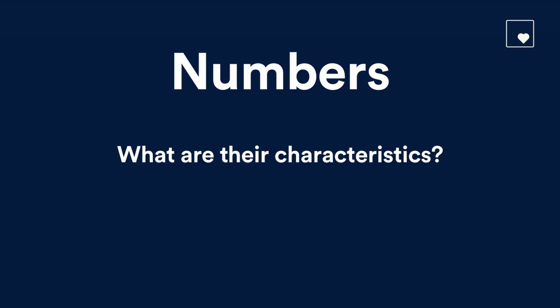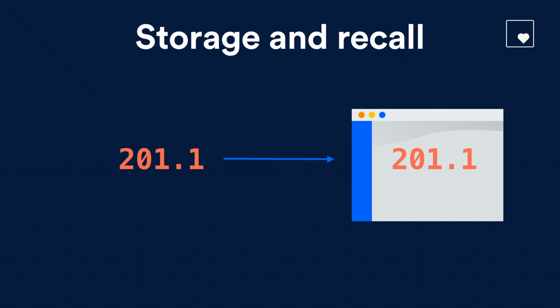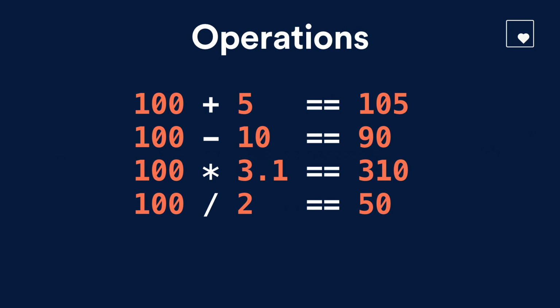So firstly, numbers. What are their characteristics? What are the defining features about numbers? Firstly, we want to be able to store some value that we then want to retrieve at some later point, potentially print it out on a user interface. But really, the unique and defining characteristic of numbers is the ability to do operations on those numbers, these predefined mathematical things. So things like addition, subtraction, multiplication, and division.